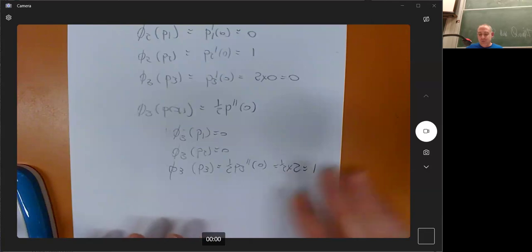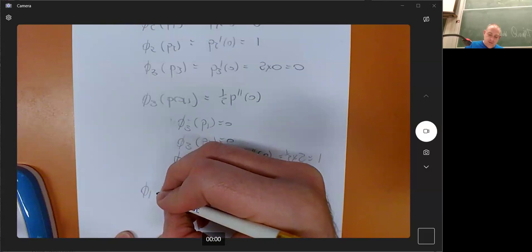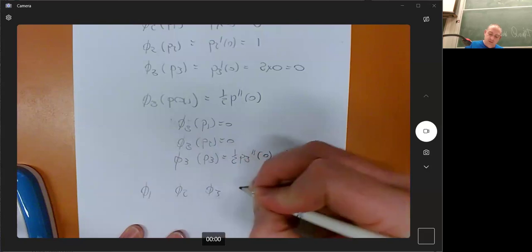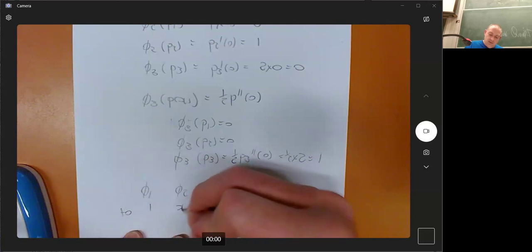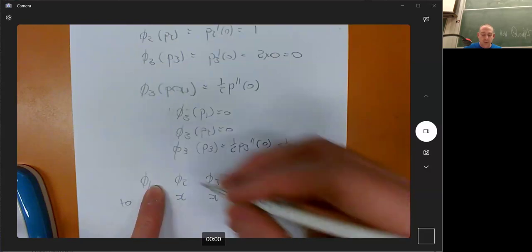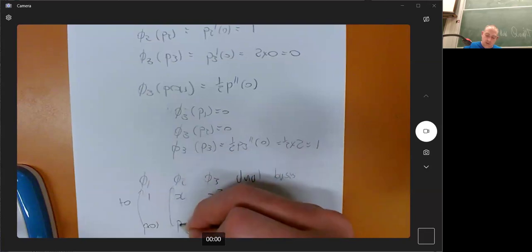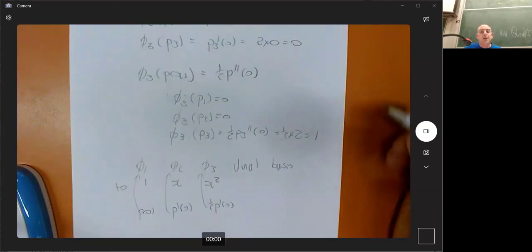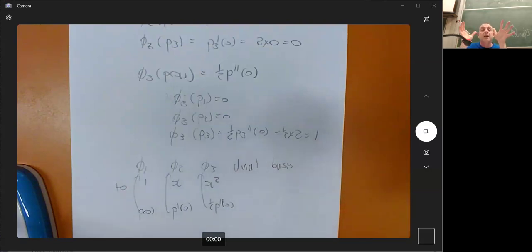So that is the dual basis. These three things, phi 1, phi 2 and phi 3, are the dual basis to 1, x and x squared. This one was subbing in 0, this one was p dash of 0, and this one was half of p dashed of 0. Oh, which is exactly p double dashed of 0, which is so like making a Taylor series.